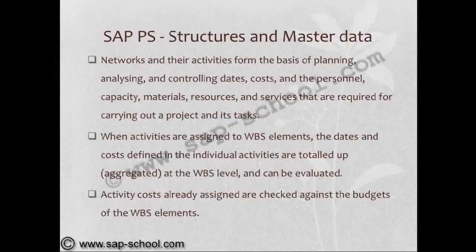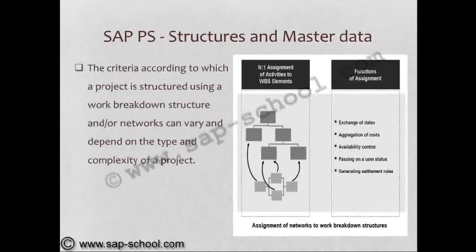When activities are assigned to WBS elements, the dates and costs defined in the individual activities are totaled up at the WBS element and can be evaluated. That is nothing but a bottom-up approach. Activity costs are already assigned or checked against the budgets of the WBS elements. Here, availability control comes into the picture. The criteria according to which a project is structured using a work breakdown structure and networks can vary and depend on the type and complexity of a project.